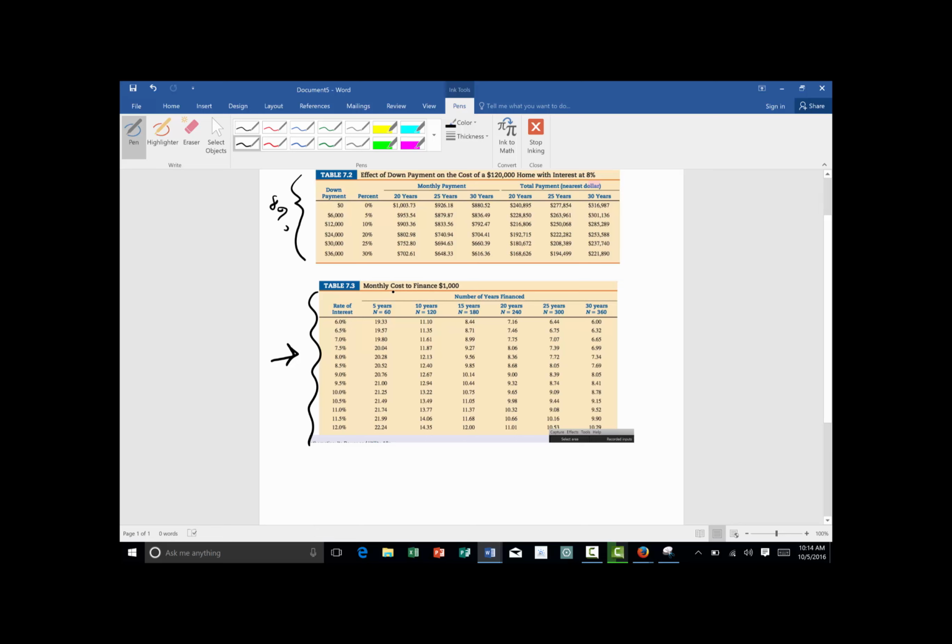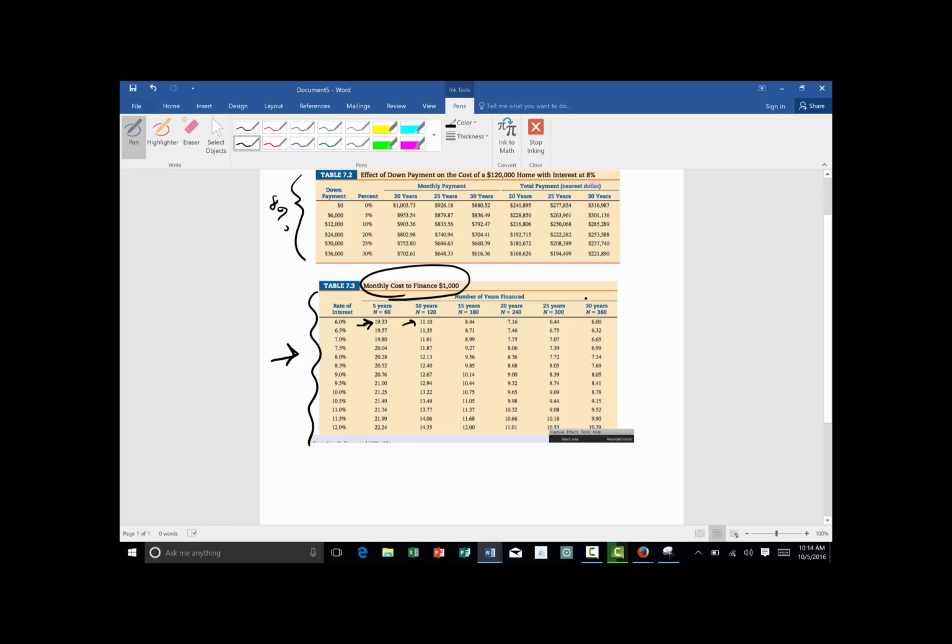But it is the monthly cost to finance $1,000. So every time you finance $1,000, you have this monthly cost for 5 years, 10 years, 15, 20, 25, 30.